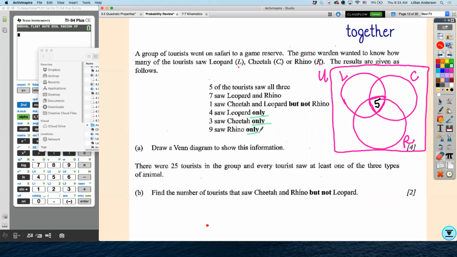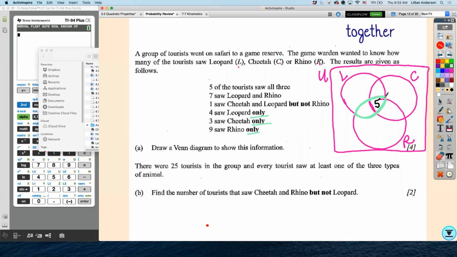So 7 wouldn't go in the middle of the two, it includes... would it go in the intersection too? Sorry, I meant it did say and, not or, so I showed the wrong thing. Since it does say and, you're looking at the full intersection between leopard and rhino. So where is that? That's right here. So this whole part should be 7.